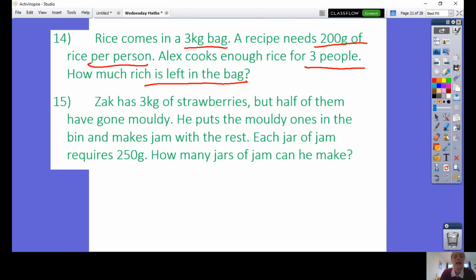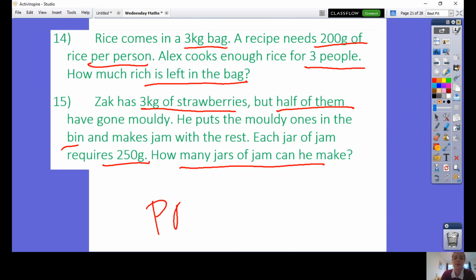Question 15. Zach has 3 kilograms of strawberries, but half of them have gone mouldy. He puts the mouldy ones in the bin and makes jam with the rest. Each jar of jam needs 250 grams. How many jars can he make? Please pause the video now and solve those questions.